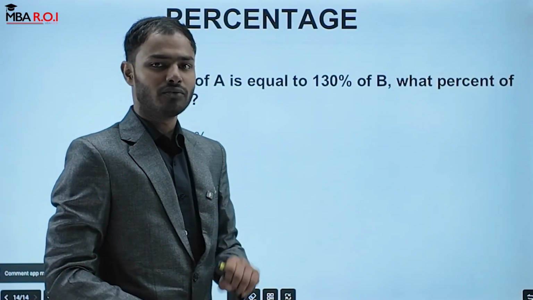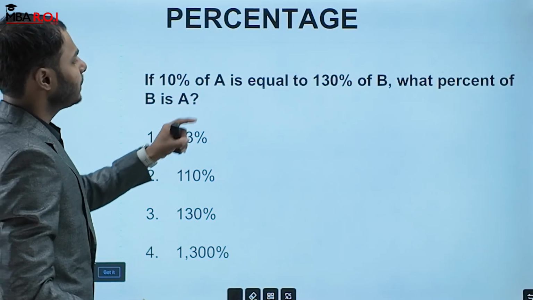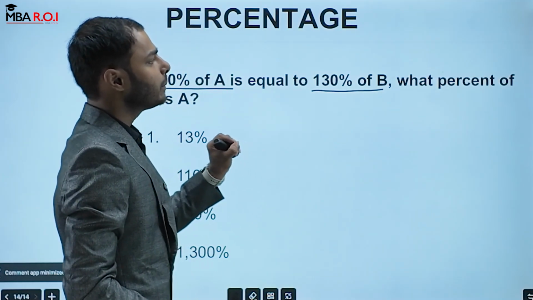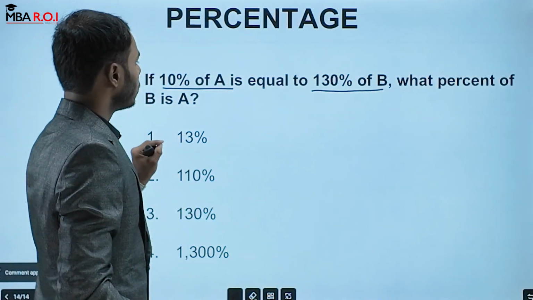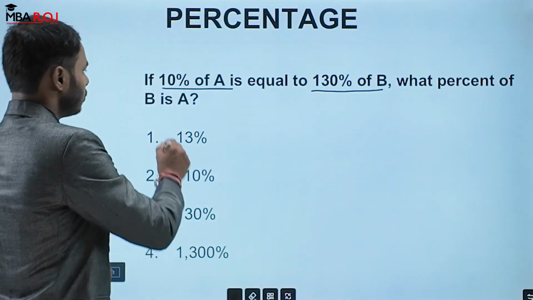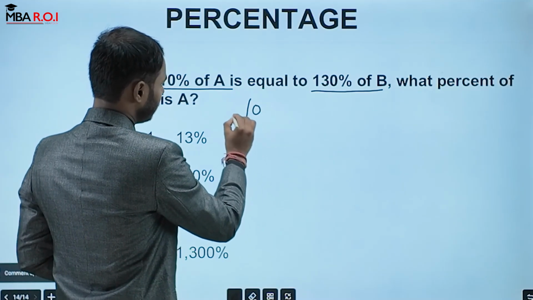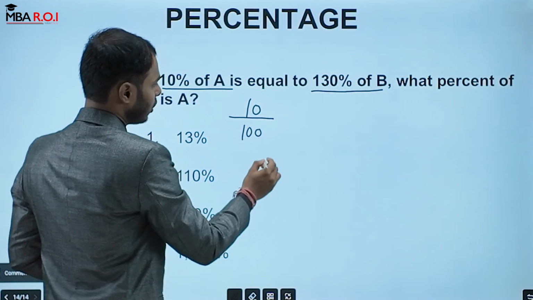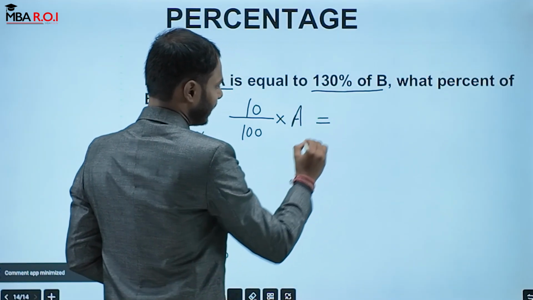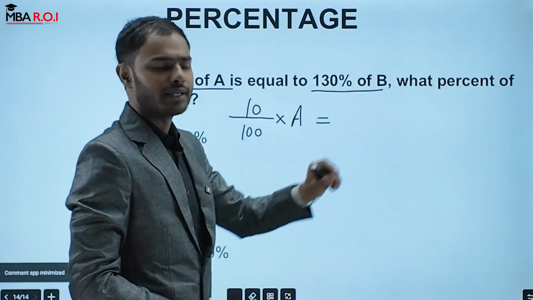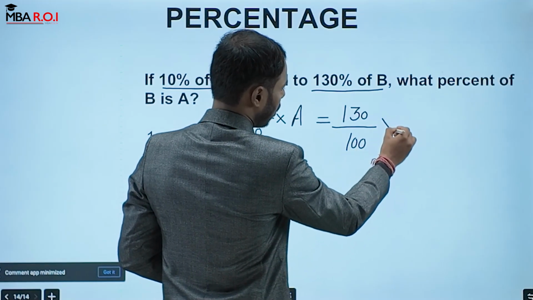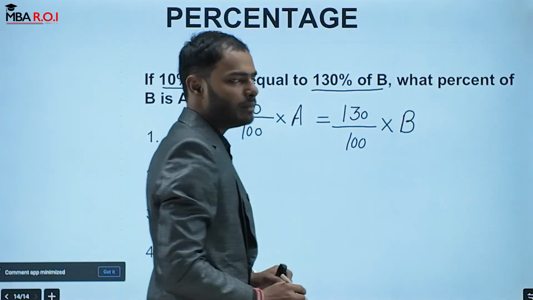Let's start with this question. First we are going to read the question that if 10% of A is equal to 130% of B, what percent of B is A? So in this question, again we need to use keywords very carefully. So let's get started. So it says 10, which means 10, percent, which means divided by 100, of means multiplication, A means simply A, is equal to, it means equal to sign, 130% of B. So similarly 130% means divided by 100, of means multiplication, and B means simply B.